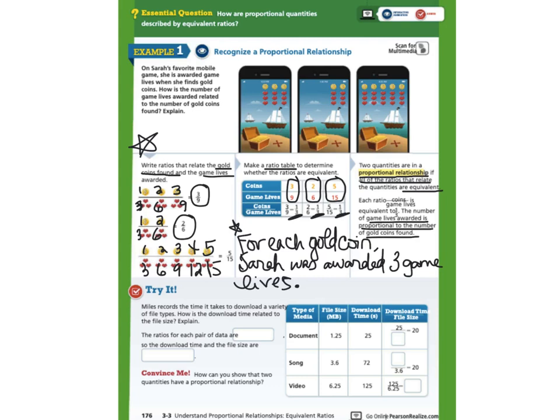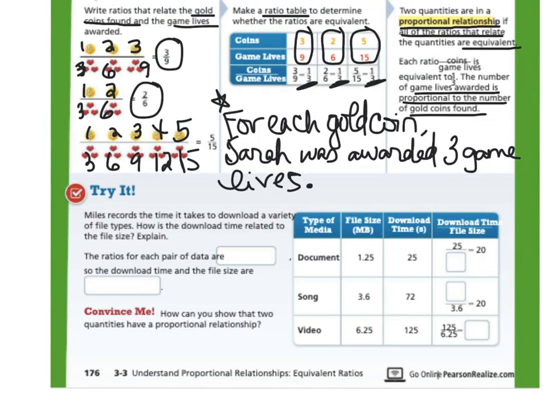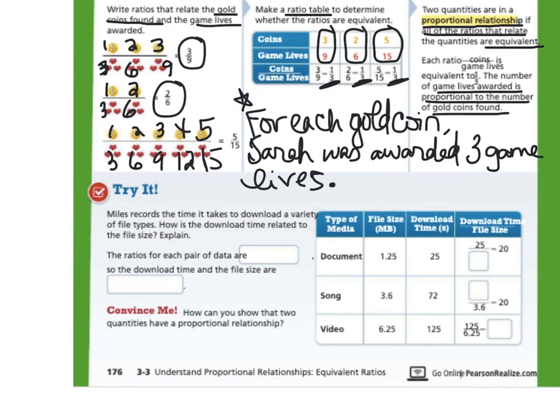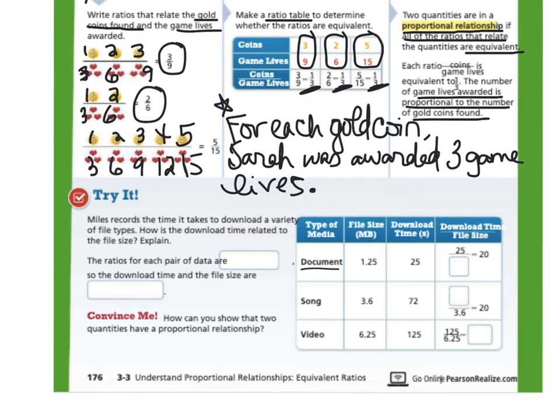Now look down at the try it question. Miles records the time it takes to download a variety of file types. How is the download time related to the file size? Explain. In looking at each of the types of media, documents, songs, and videos, we have data to show the file size, that's in megabytes, and the download time in seconds. And in order to create the ratios, we're going to compare the download time to the file size.